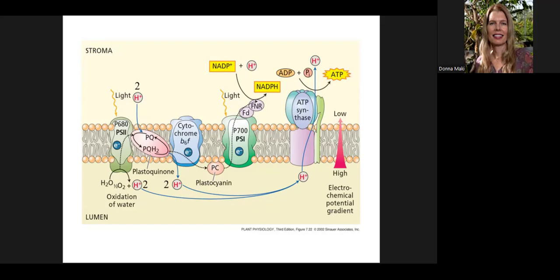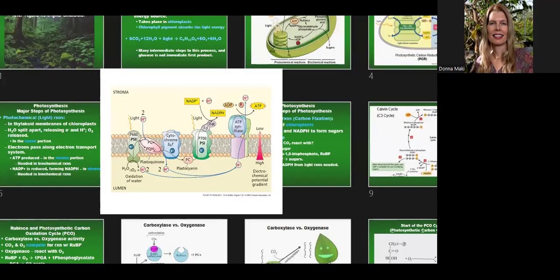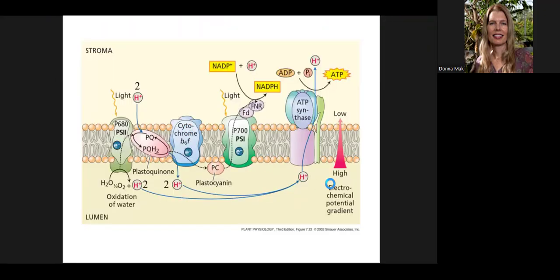Okay, so we went through that last week. I tried to give you a Google form quiz on that, but we went through it. So now I wanted to get also into more of the Calvin cycle. Are there any questions on that before we shift into the Calvin cycle?